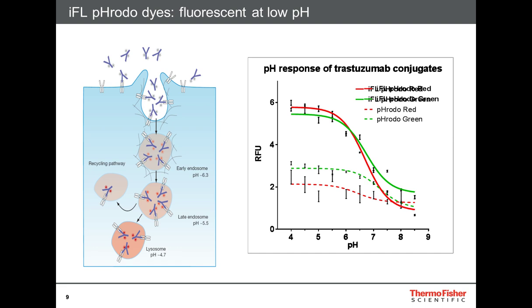Now you'll notice the acronyms IFL pHrodo Red and IFL pHrodo Green. This is to distinguish newly developed versions of the pHrodo dyes, which are optimized for antibody labeling. The name pHrodo has been around for many years, but the previous version of these dyes was not ideal for antibody labeling. And you can see here as overlaid, the classic versions of both pHrodo Red and pHrodo Green were not useful for monitoring antibody internalization. So for this type of assay, be sure you are using the IFL pHrodo Red or IFL pHrodo Green.